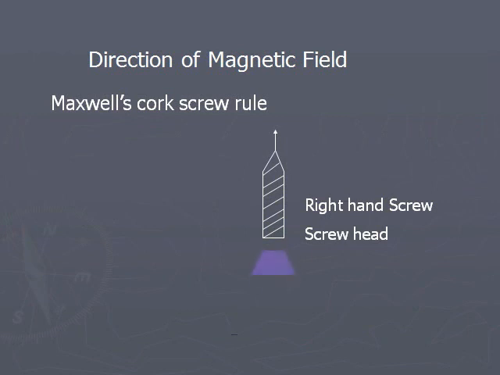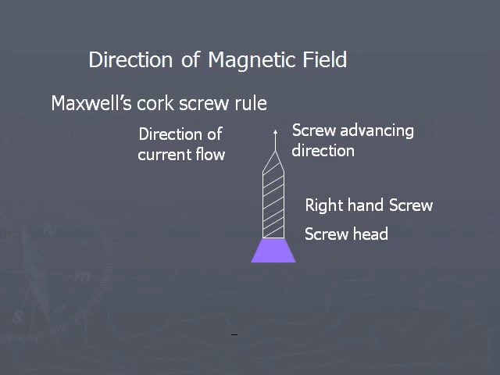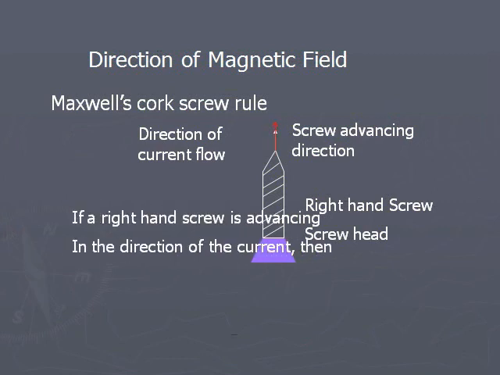One is Maxwell's corkscrew rule. Take a right hand screw. When it is rotated with a right hand, suppose the screw is advancing. Let the direction of advancing of the screw be the direction of the current.